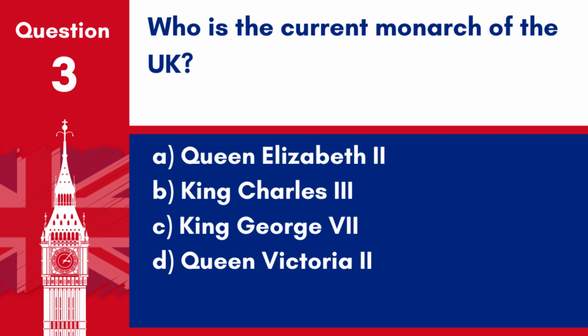Question 3. Who is the current monarch of the UK? A. Queen Elizabeth II. B. King Charles III. C. King George VII. D. Queen Victoria II.